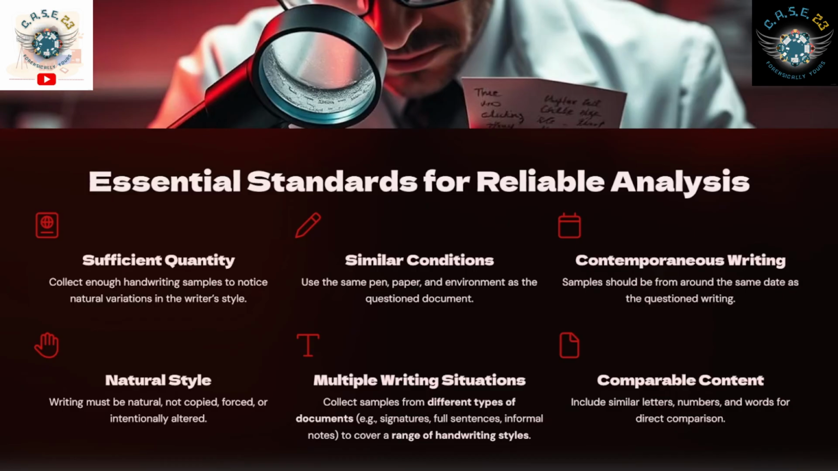So there are some basic and essential standards. The first one is sufficient quantity. You can't just judge someone's handwriting from one or two words. Experts need enough samples to observe natural variations in the person's handwriting style. For example, the way someone writes the letter G might look a little different every time. Yes, this happens with me and I can relate to it. And that's completely normal.